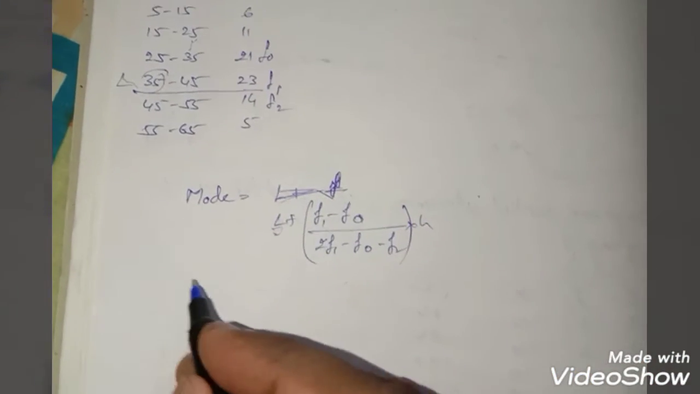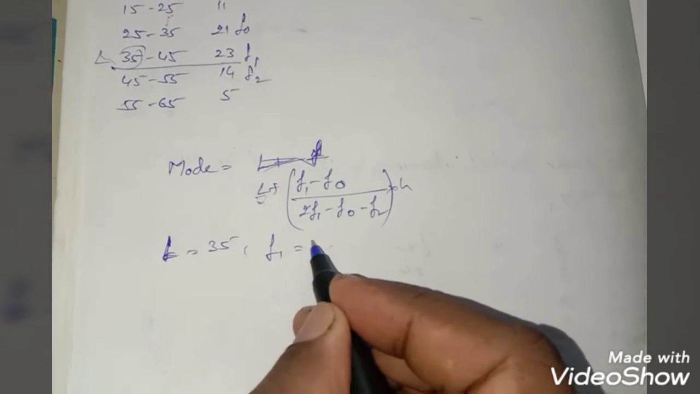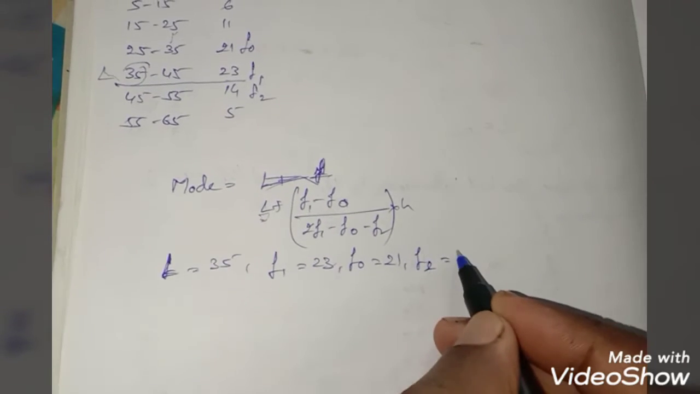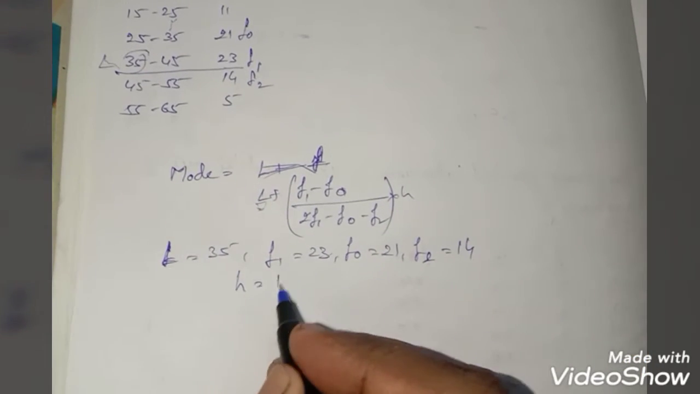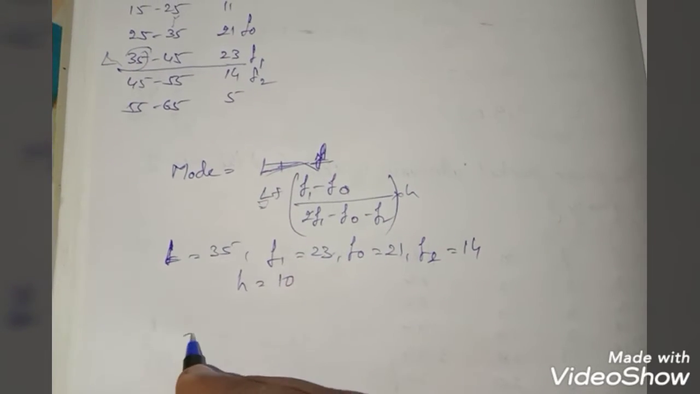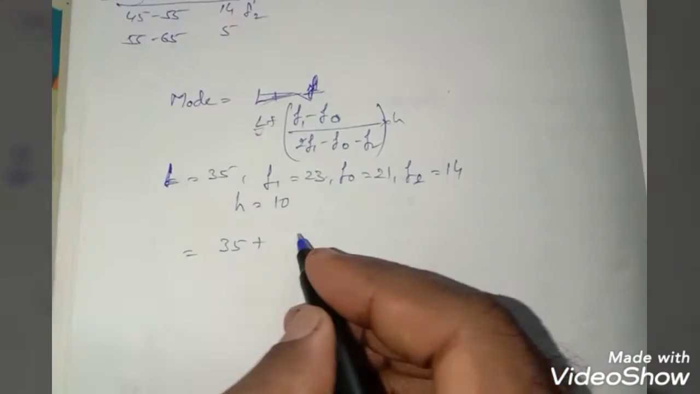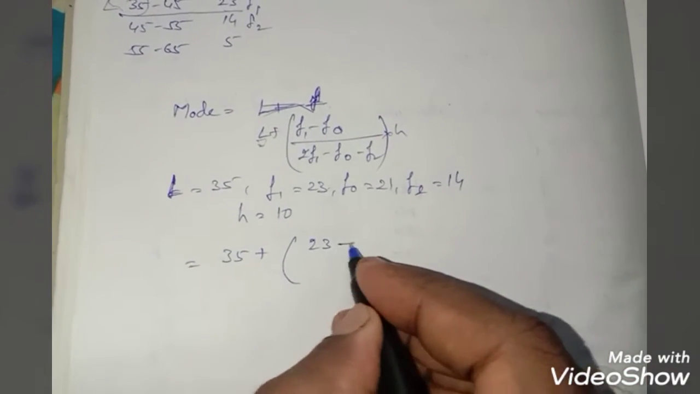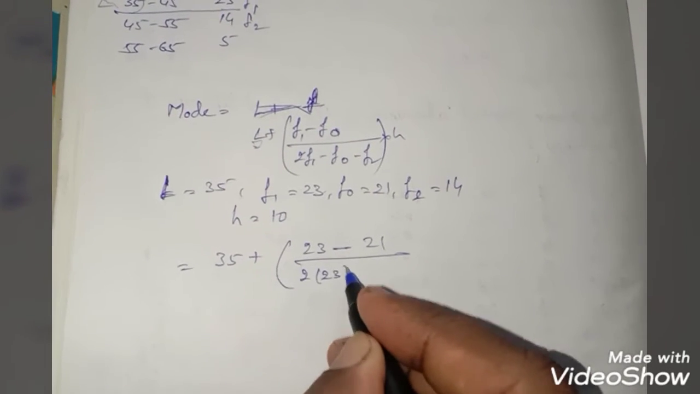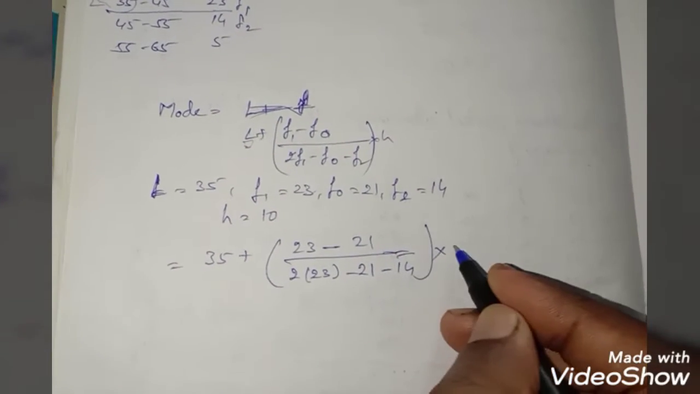So here L is 35. Next, F1 is 23. Next, F0 is 21. Next, F2 is 14. And H is nothing but 10, the difference between 25 and 35. So these values we have to substitute in this formula. Now if I substitute, you will get 35 plus (23 minus 21) divided by (2 into 23 minus 21 minus 14) into H. H is nothing but 10.